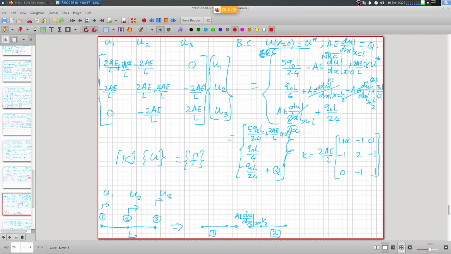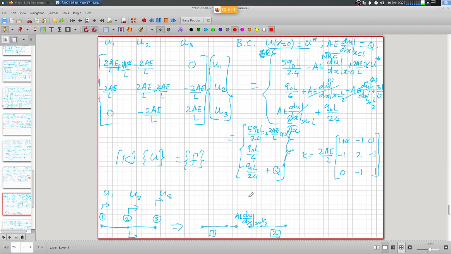But for analysis purposes, during the process of assembly, we do take care of this internal equilibrium, and we impose this condition of equilibrium here and generate the force vector accordingly. And once we have this force vector, we impose this natural boundary condition at x is equal to L. So AE times du by dx at x is equal to L is given as point load Q. And once we have this natural boundary condition imposed, the force vector is ready. Equivalent nodal forces is completely defined.